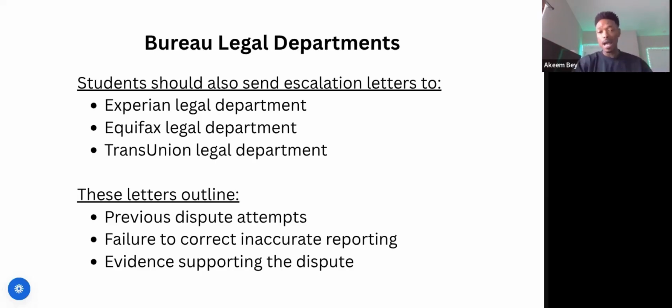We want to get some real eyes, some real people that can use discretion and see, hey, this consumer has enough against us to really win a case. And this is what's going to help force them to make those changes and deletions if you get this far in the dispute process. So again, these letters are going to outline previous dispute attempts, failure to correct any inaccurate reporting, and evidence supporting your disputes.